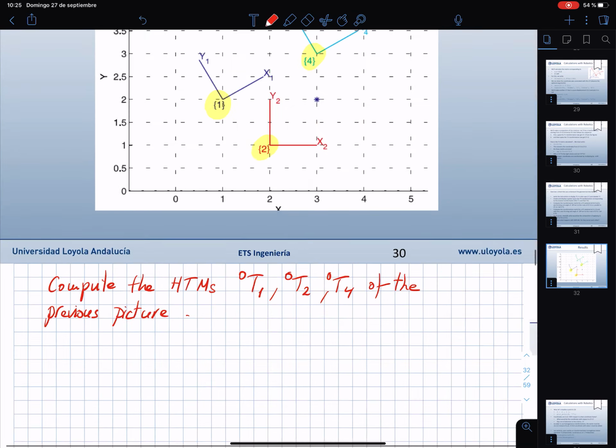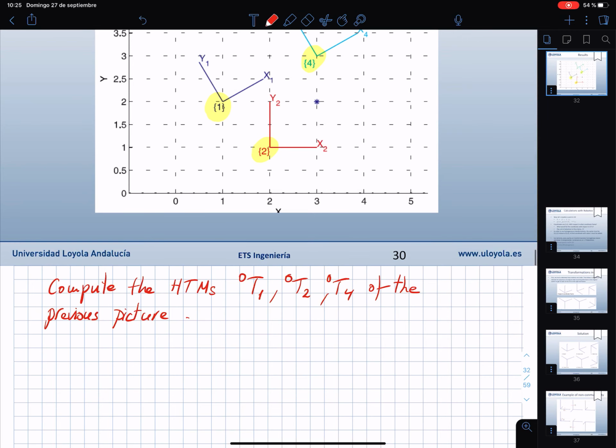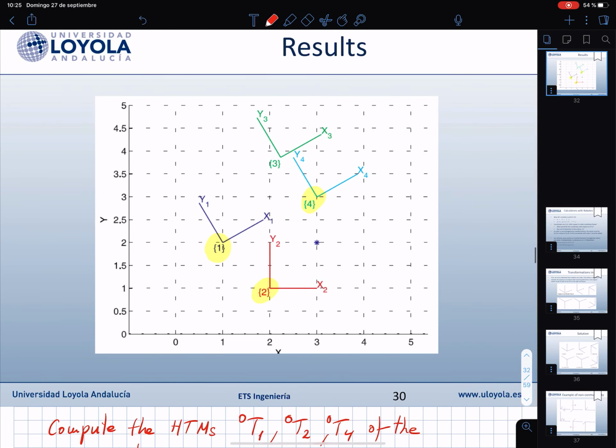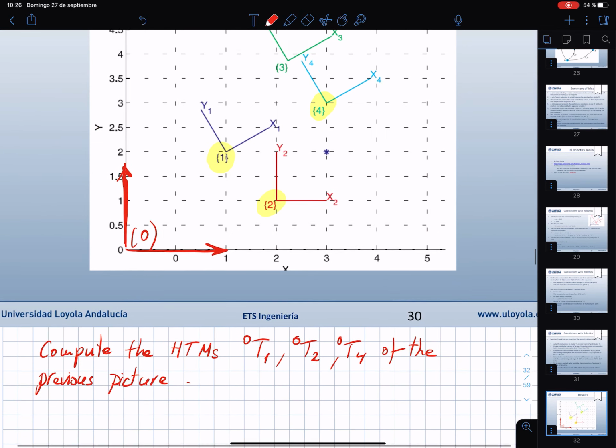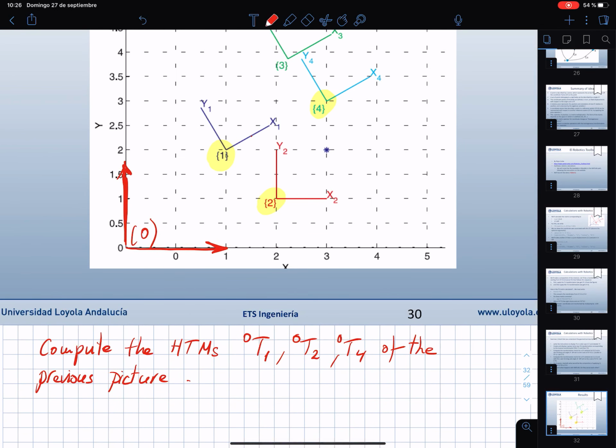All right. So first of all, we are talking about zero, but someone might ask, where is the zero? Well, if the zero is not expressed explicitly, the zero frame is the one that we see at the grid of the plot. So this is the zero frame, right? Now let's use geometry. It's also important to know that this angle is 30 degrees.